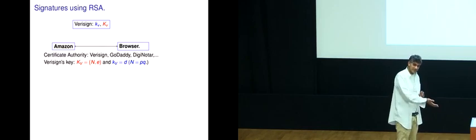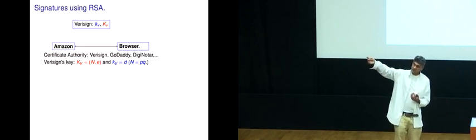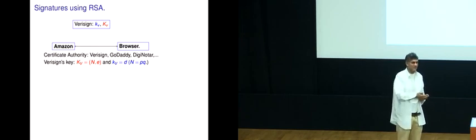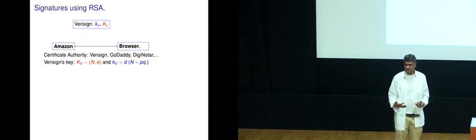Now, should you believe Amazon? How do you know you're talking to Amazon? How do you not know you're talking to some kid who's hijacking the wireless in this hall? Give me your public key. The kid gives you a public key. It's not Amazon's. It looks like Amazon's, but it's not Amazon's. How do you tell whether it's Amazon's public key?